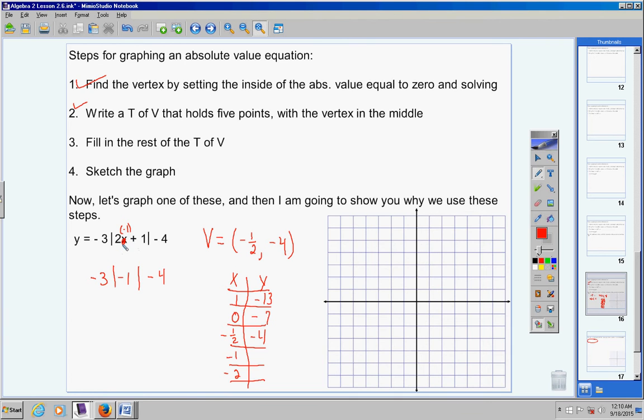Negative 2 plus 1, or negative 2 positive 1, is negative 1. Now, don't multiply. Do not multiply first. What's the absolute value of negative 1? Positive 1. Now multiply. Negative 3 times 1 is negative 3. Bring down your negative 4. Negative 3, negative 4, negative 7.